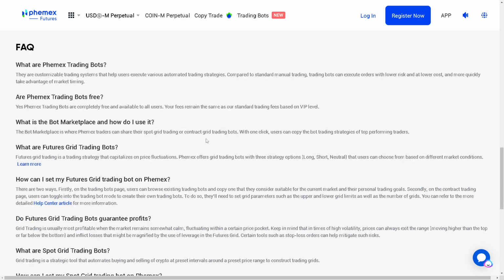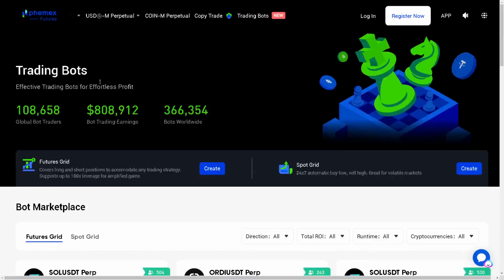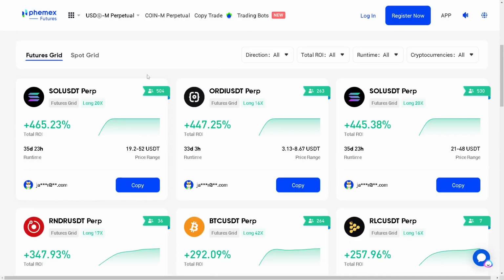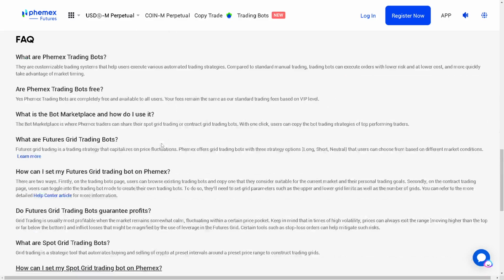And now, what is the bot marketplace and how do you use it? This is the bot marketplace right here. Now, to understand, it is where Phemex traders can share their spot grid trading or contract grid trading bots. With one click, users can copy the bot trading strategies of top performing traders.